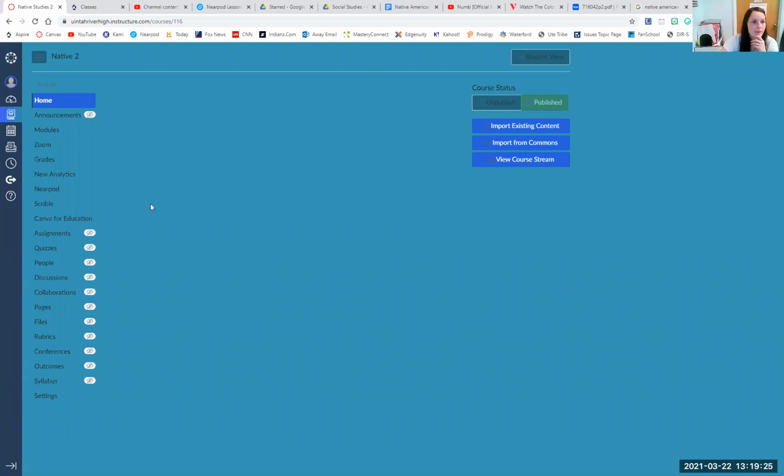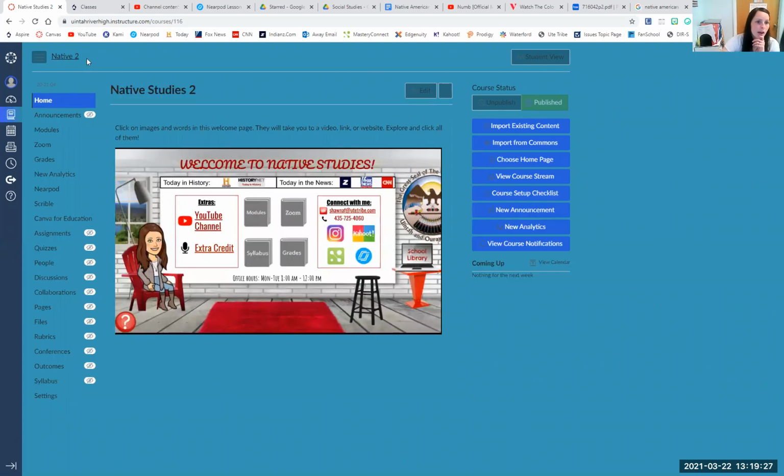Here's some new things that are new to the classes, so I'm going to show them to you real quick. On the Canvas page, we're in Native 2 now, so make sure that you go into assignments from Native 2. From now on, I'm going to hopefully try to get Alex to help me get rid of Native 1 because it won't let me.